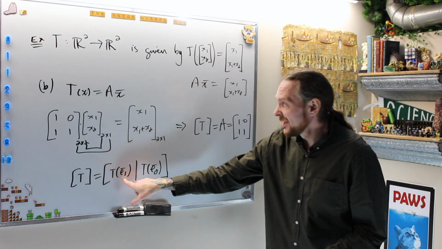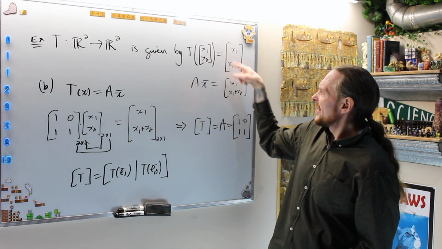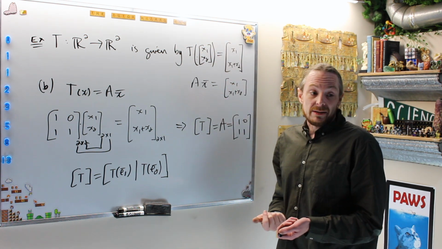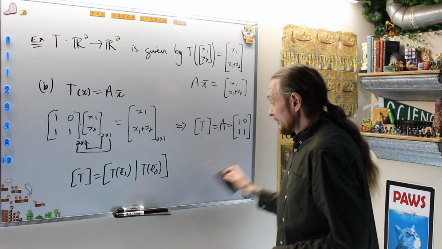Then what does it mean to do T of this? I know what T is, so we'll put (1, 0) in there and see what happens. We'll put (0, 1) in there and see what happens. Then that is the matrix. It's not that bad. Let's do that.